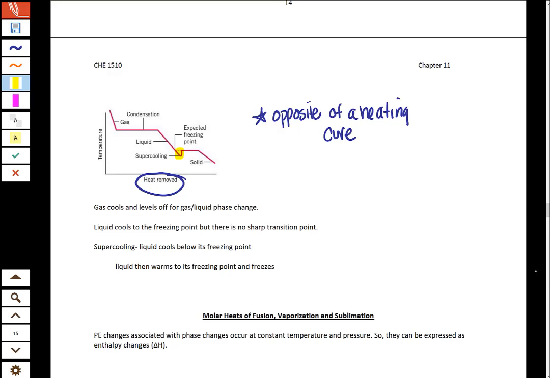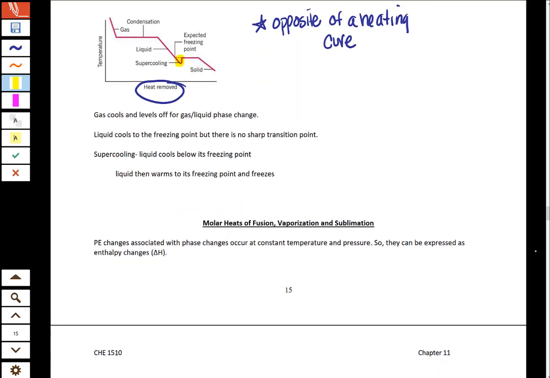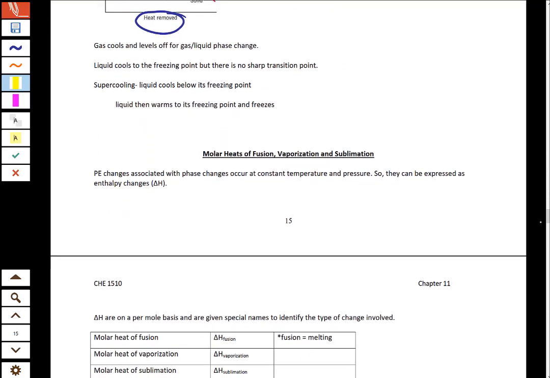It's where your liquid cools below its freezing point, and then you jiggle it or wiggle it or something, and then boom, it freezes. It's just crazy. I don't know, it's just fascinating. But you know me, I love chemistry. So let's talk about the math behind this.